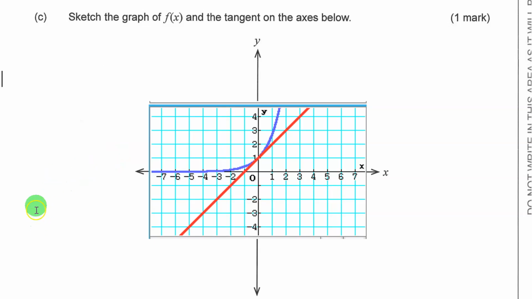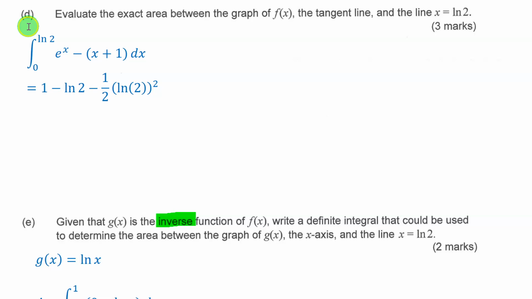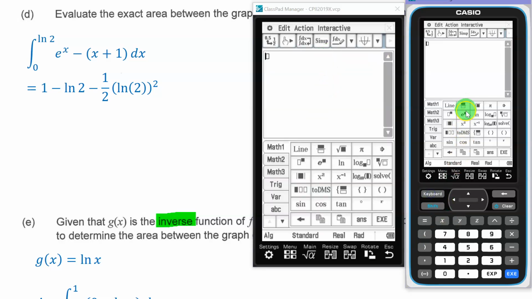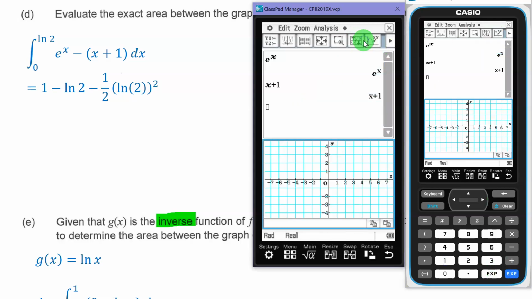Anyway, then we need to turn the page to get to part D. So part D, we've got to evaluate the exact area between the function and the tangent, up to where x is equal to log 2. So time to get ClassPad out. Let's get the functions happening. From the keyboard, we'll get an e^x, and we want an x + 1. So we'll go into graph mode here, take e^x and drop it downstairs, take x + 1, drop it downstairs.